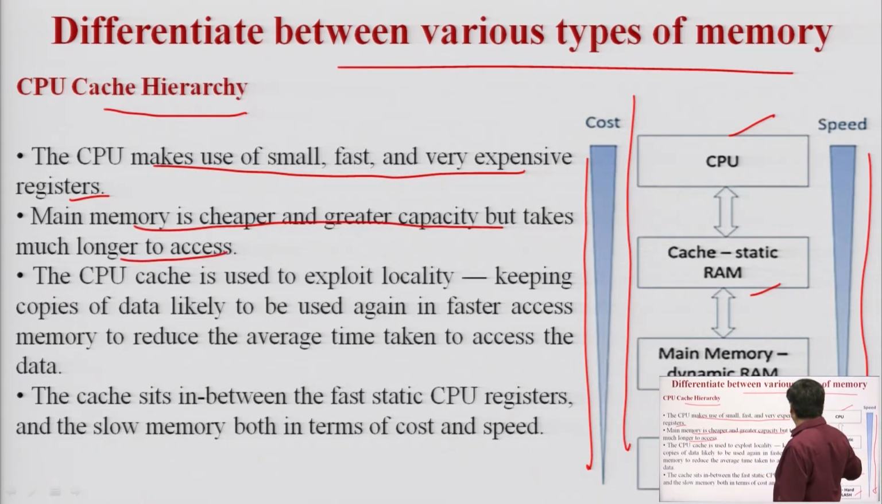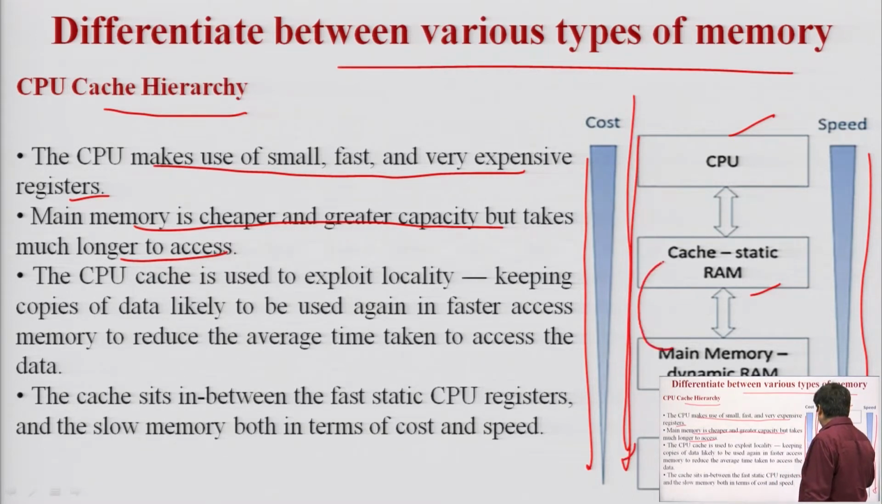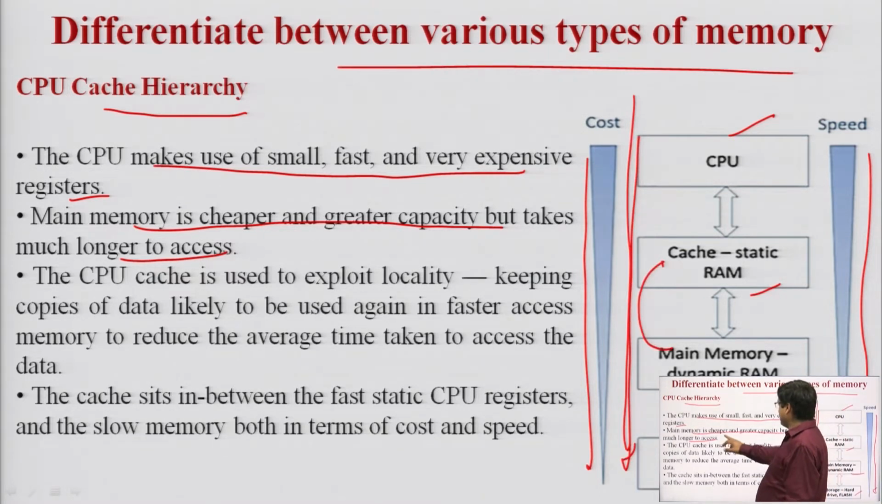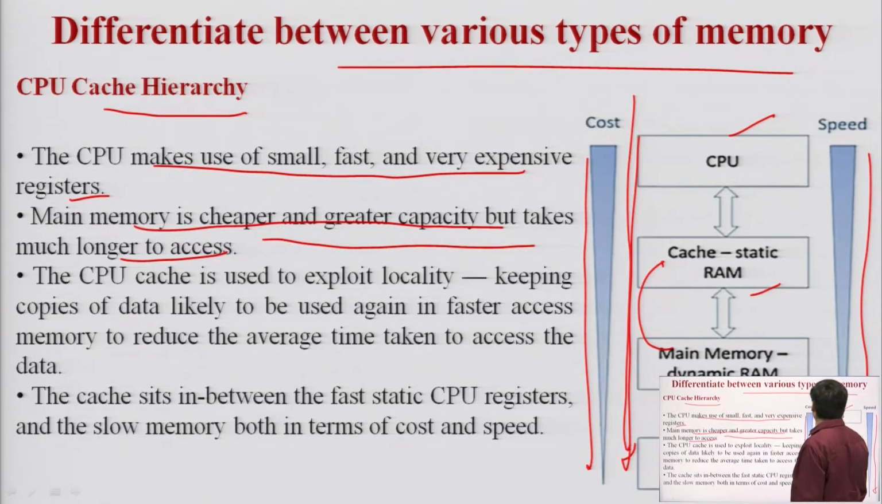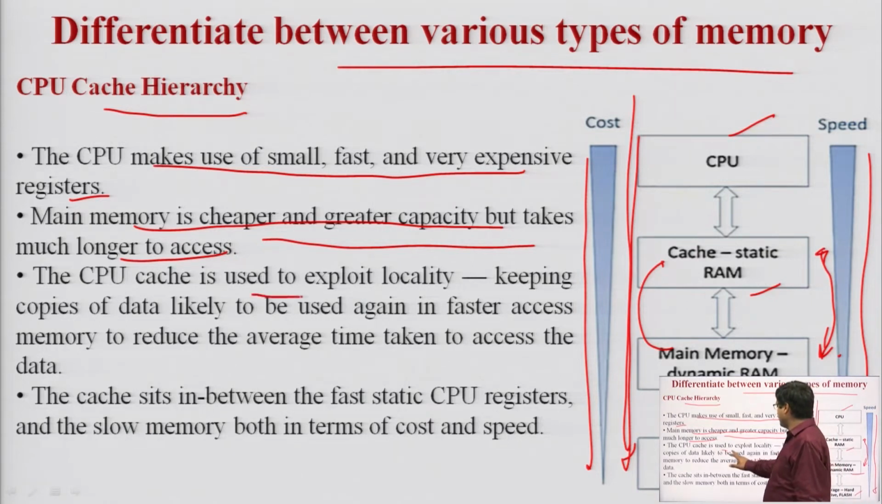We are talking about the main memory. It is cheaper, it has a low cost, because from top to bottom cost is decreasing as compared with the cache memory. So it is cheaper and has greater capacity, but takes much longer to access. Its execution speed is less as compared to the cache memory. So CPU cache is used to exploit locality.